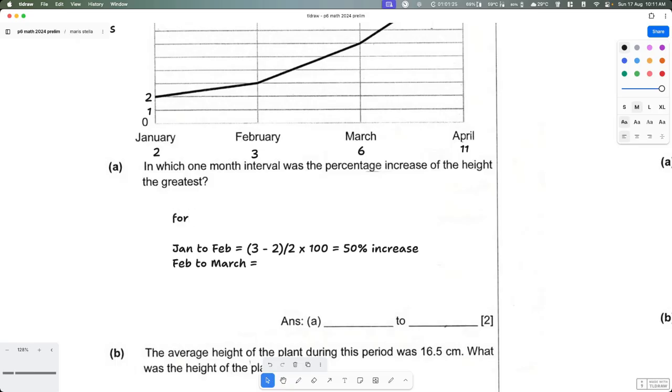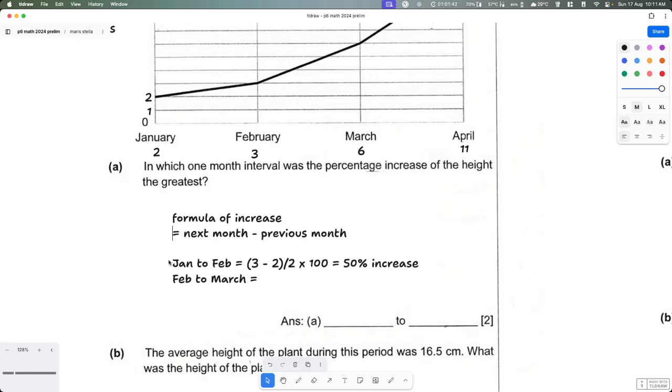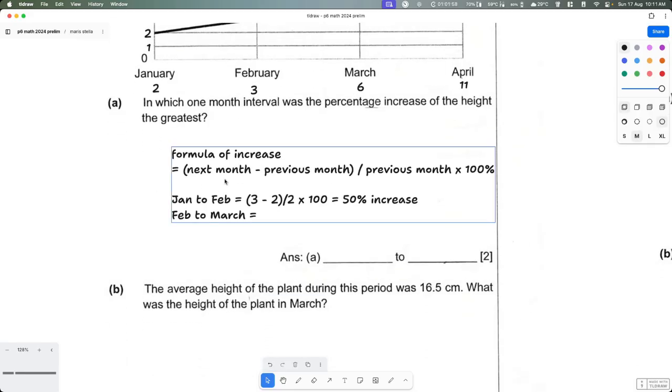the formula of increase is basically next month minus previous month, right? I'm just going to put your formula. Next month minus previous month and then divided by, so out of, previous month, okay, and then times 100%. That's it. So this is the formula for the increase.